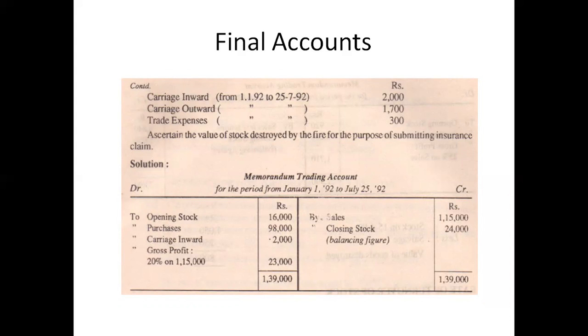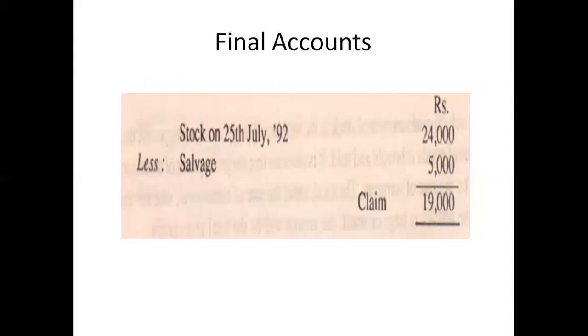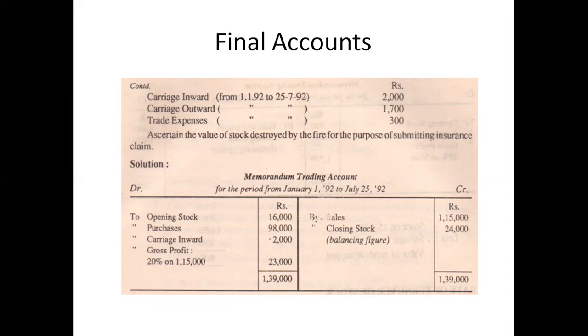the gross profit portion. Now you have to calculate the closing stock. If you are here to calculate the closing stock, then you must first calculate the gross profit. Now gross profit is 25% on cost, so that it is 20% on sales. 25 divided by 125, or 20% on sales, as 20% of 1,15,000, and it has been assumed that the profit is the same throughout the period. So 20% of 1,15,000 is 23,000.